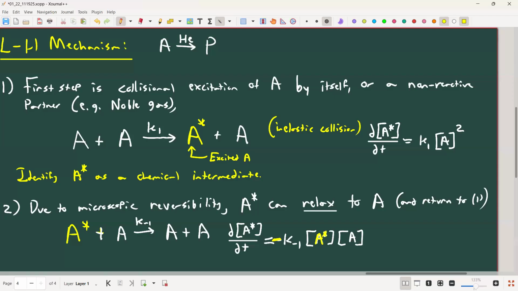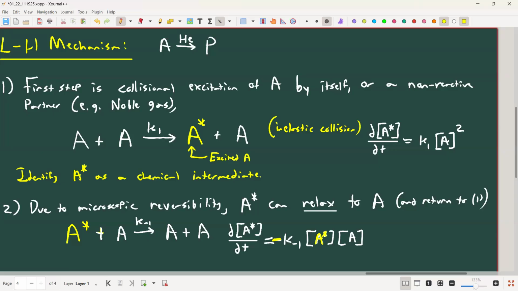And again, I'm not doing anything fancy here. I'm just looking at this reaction. I'm saying this is some fundamental step. I'm saying the rate of whatever I'm interested in is equal to some rate constant. It's plus if the reaction increases its concentration, it's negative if it depletes it, times the concentrations of the reactants. I'm not doing anything special here.